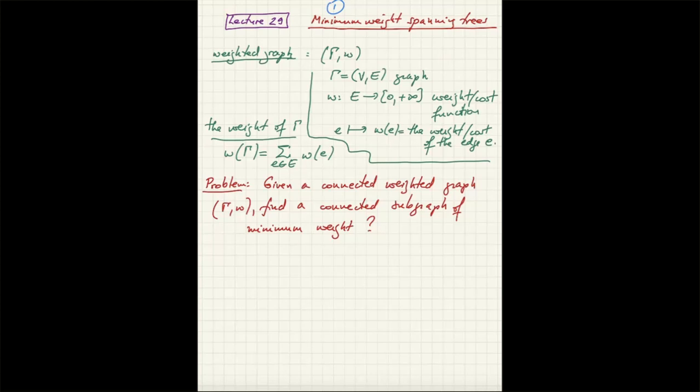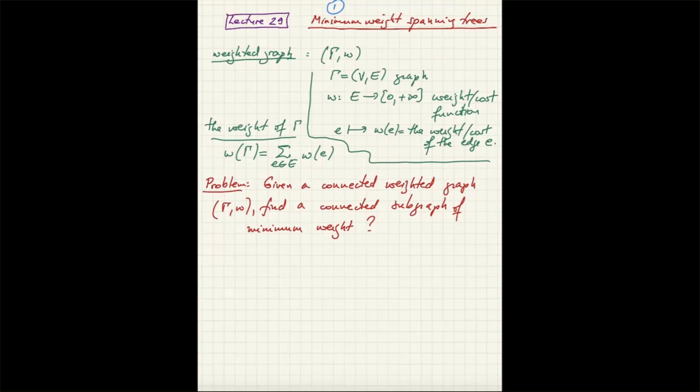Now, the weight of the graph gamma is the sum of the weights of its edges. And the problem that we're interested in is the following: given a connected weighted graph gamma with weight function W, find a connected subgraph of it that has minimum weight. Now, let's make some observations about this problem.